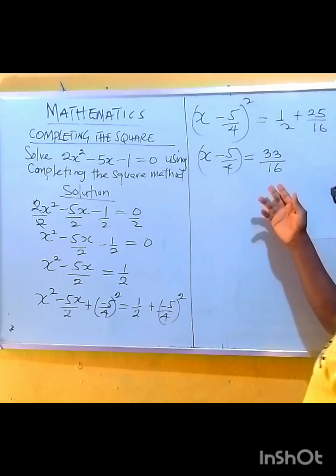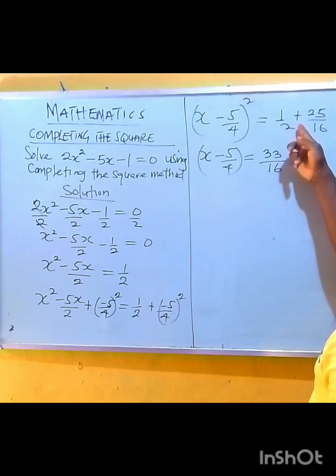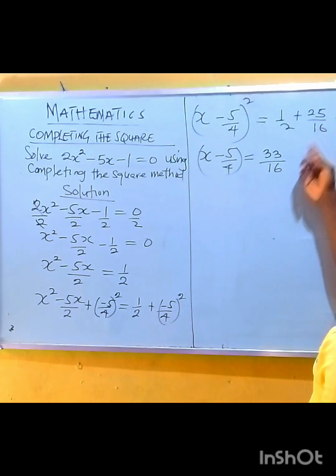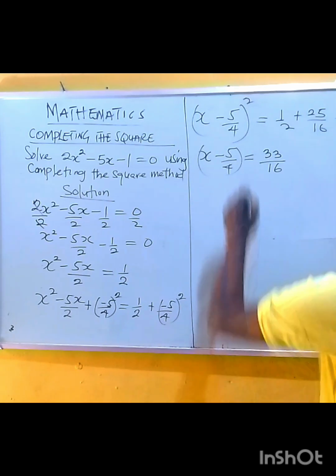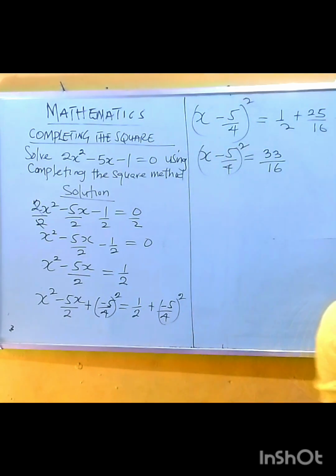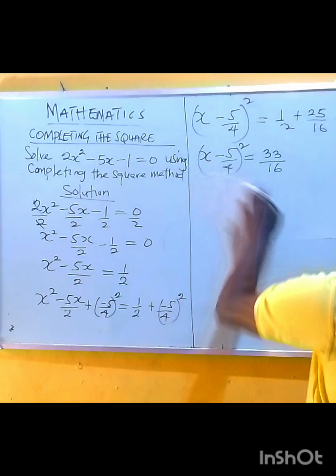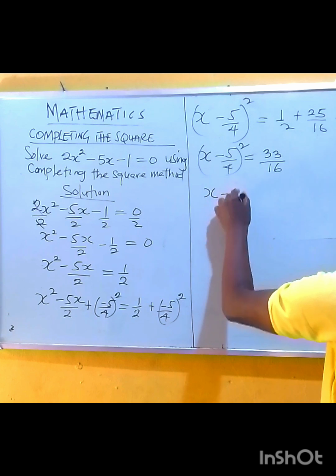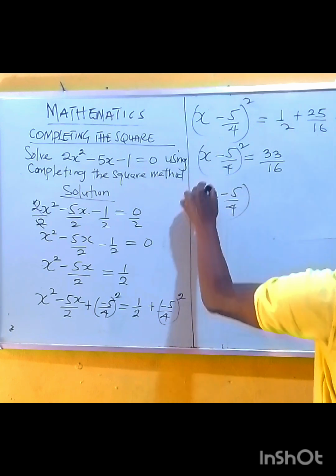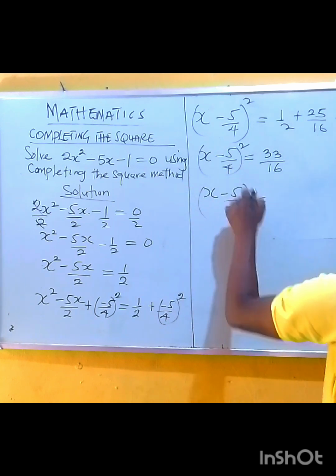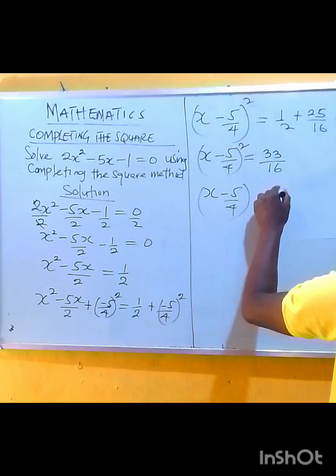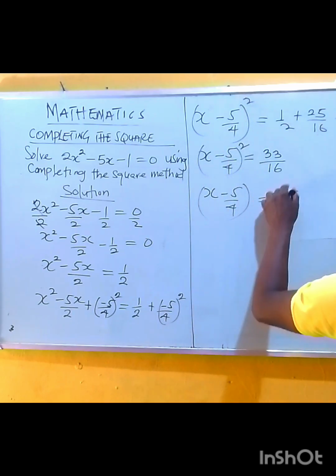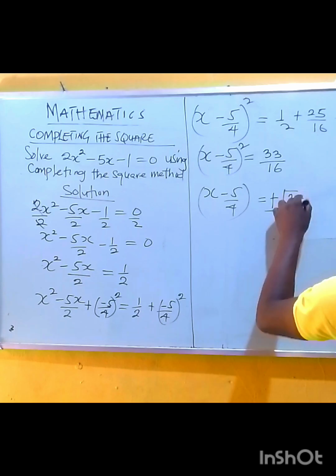Now since half plus 25 over 16 is equal to 33 over 16, at this point, remember it's carrying a square, this binomial. So to remove this square, we have to square what? Both sides. So we'll find the square root of both sides. The 2 will cancel, so we'll have what? Plus or minus the square root of 33 over 16.